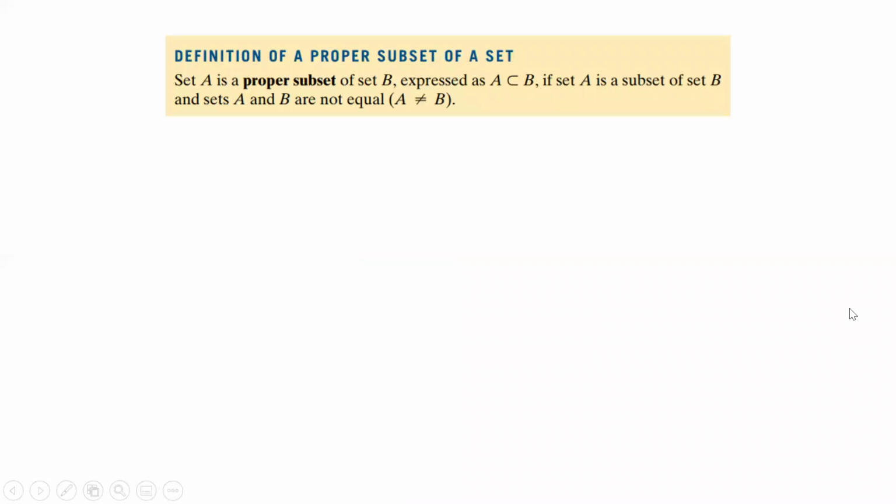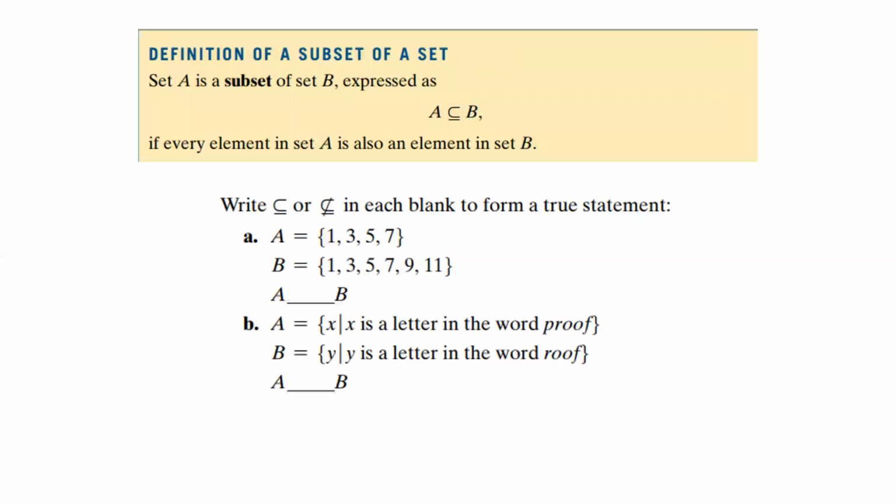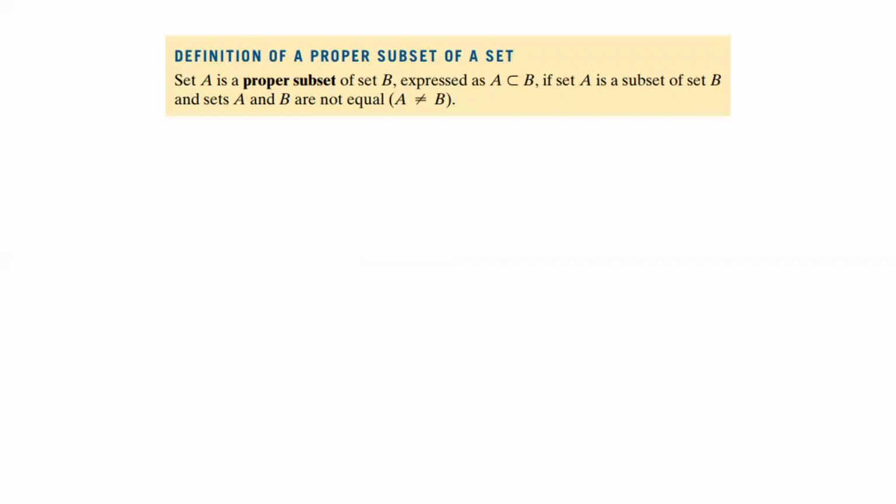Now, proper subset is very similar to this idea of a subset, except we can't have the two sets equal to each other. So almost the exact same definition here. It's just that we can use that symbol. We can say A is a subset of B if they are equal. That's okay. That can happen. If we're trying to figure out if something is a proper subset of another set, they can't be equal in order for that to be true.